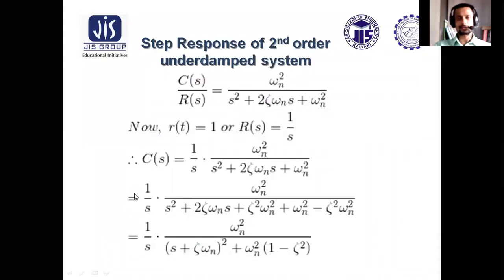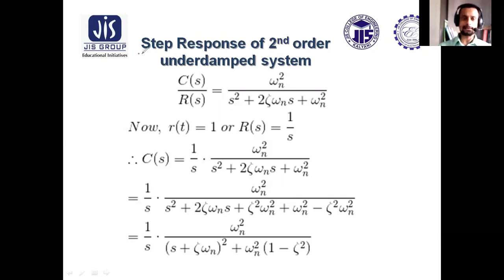Now let us discuss how we can get the response equation, that is, the output equation of a second order underdamped system if it is subjected to a unit step input. So, step response of a second order underdamped system. This is now well known to us. This is the transfer function of a second order system. We are going to get an expression for C(t), that is, an expression for output with respect to time.